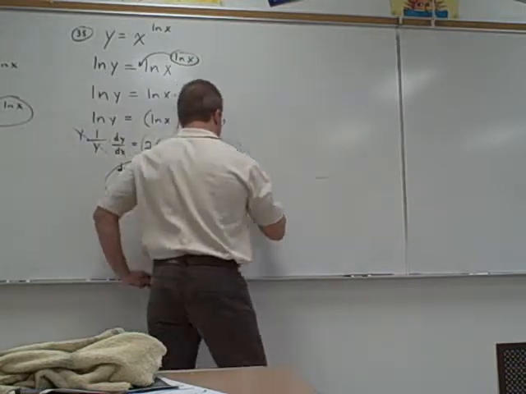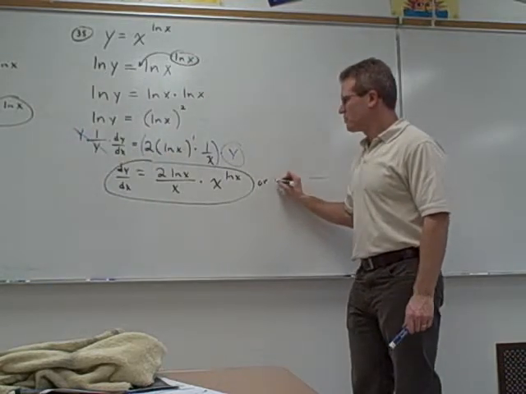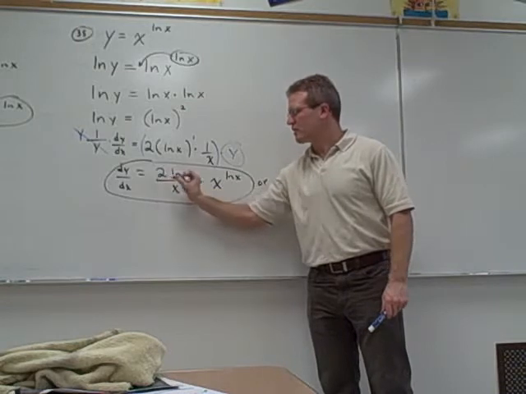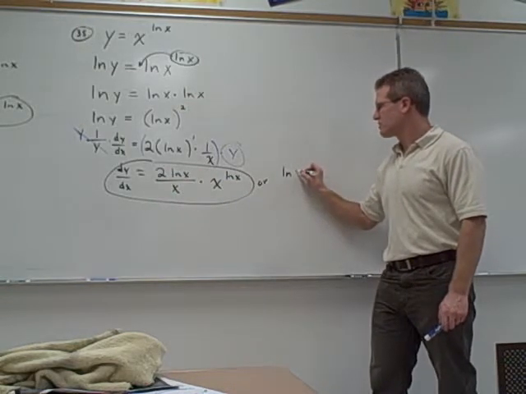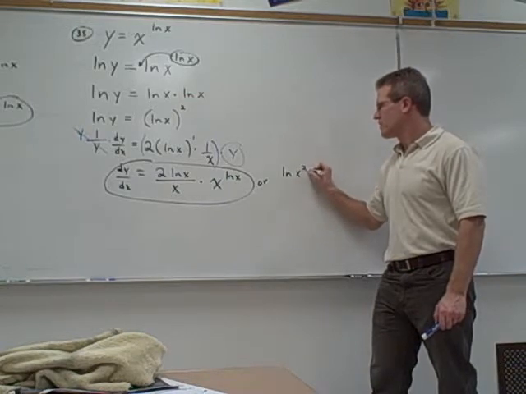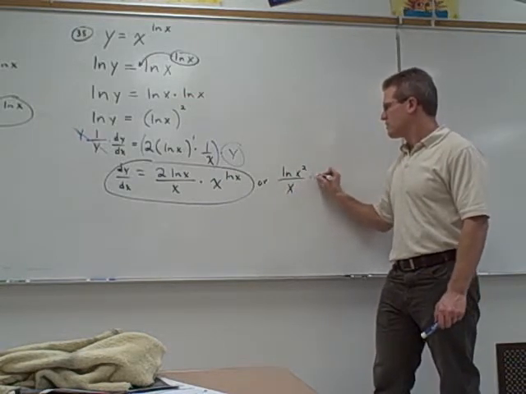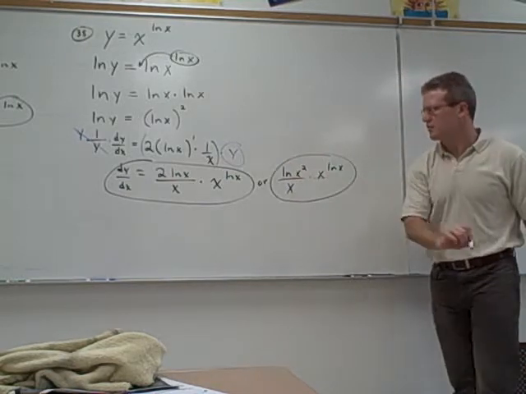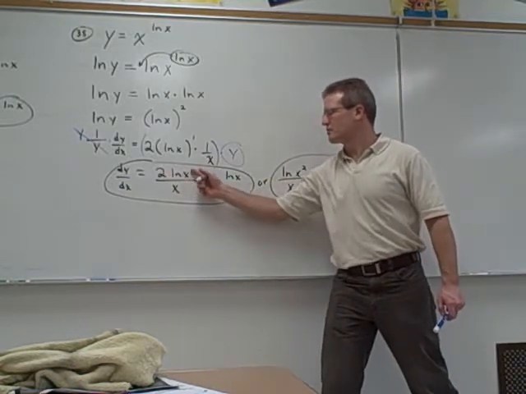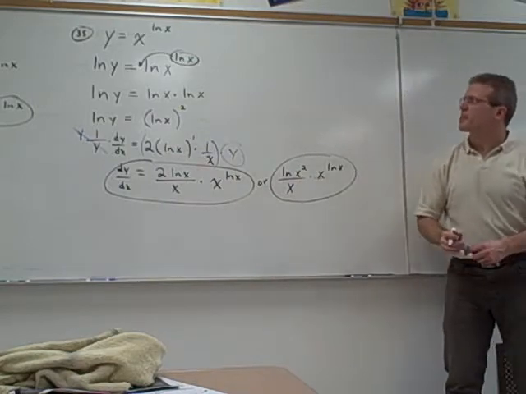Now it is possible, you don't have to do this, but you could move this 2 right here up into that exponent. You could write it like this: natural log of x squared over x times x to the natural log of x. That'd be another possible way to write the answer. Just moving that 2 up into the x right there. So that's 35.